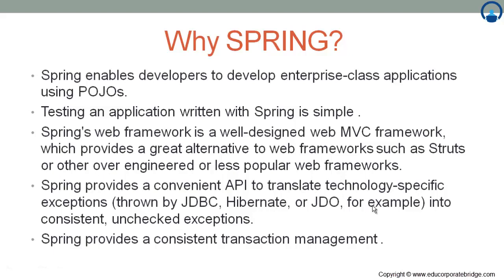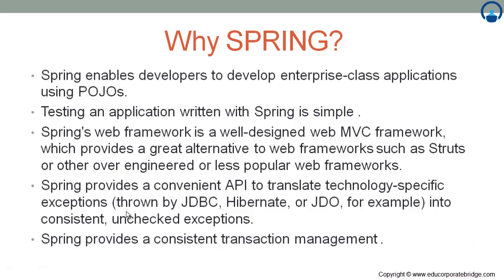And the next is that Spring provides a convenient API to translate technology-specific exceptions thrown by JDBC, Hibernate or JDO, for example. As it says, Spring provides a convenient application programming interface to handle all the exceptions. Suppose you have any JDBC exception, or any exception thrown due to Hibernate. Hibernate is also an API which is used to connect to the database like JDBC, and it is an extension of JDBC.